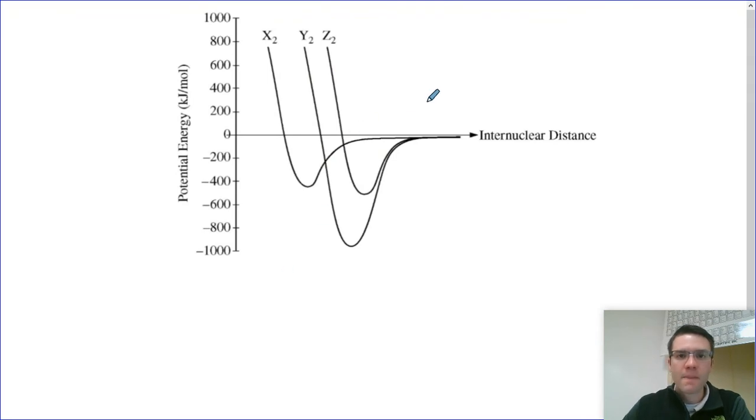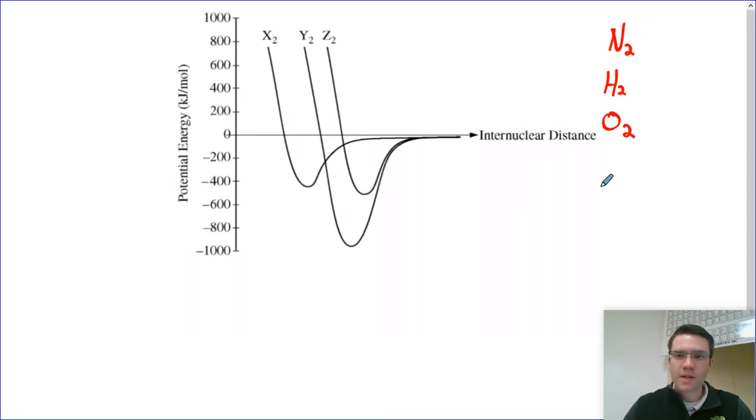Our last one here. This problem asks you to identify which one of these is nitrogen, which one's hydrogen, and which one's oxygen on the graph here. To do that, we want to first determine what this graph is measuring. It's measuring the potential energy stored in the bonds between two atoms. Internuclear distance would be how far apart those atoms are. So it's measuring the energy of the bond and the length of the bond. The internuclear distance, or length of the bond, gets larger as you go to the right on this graph.